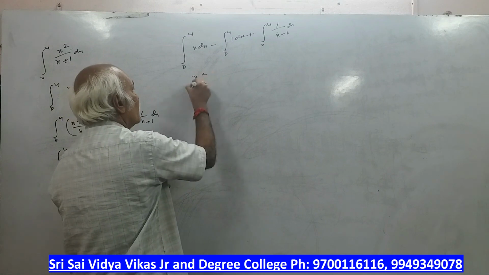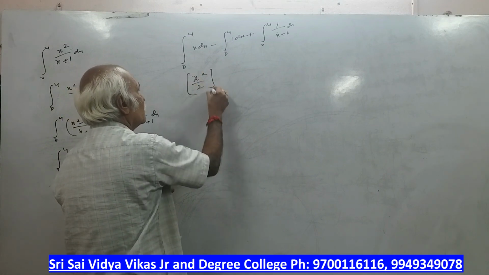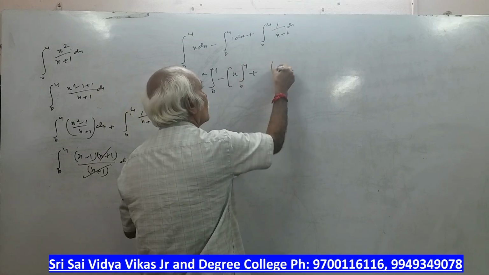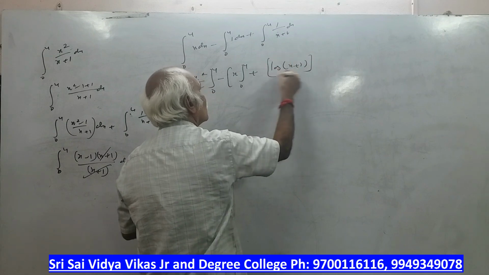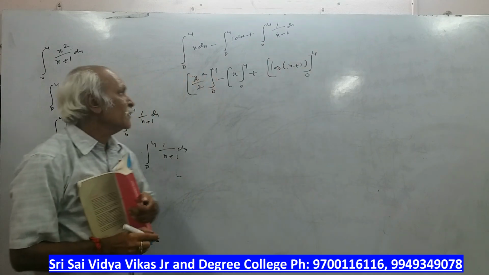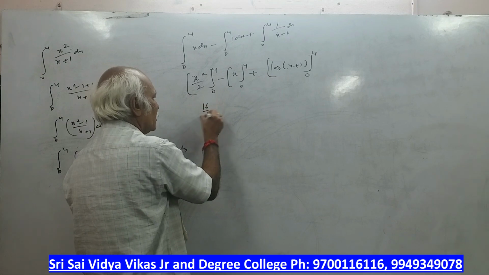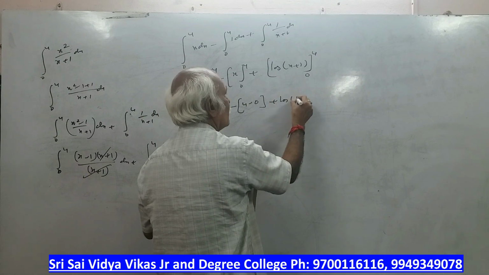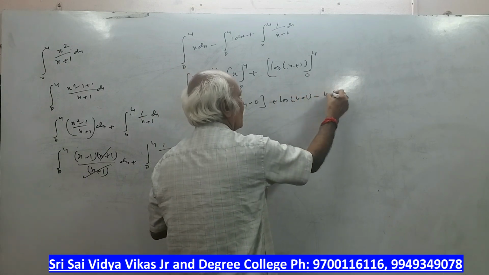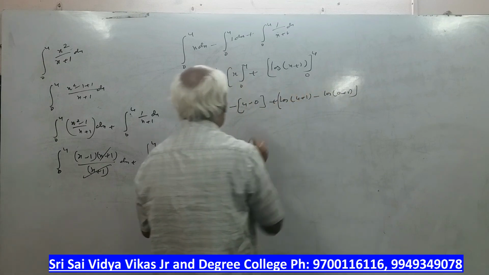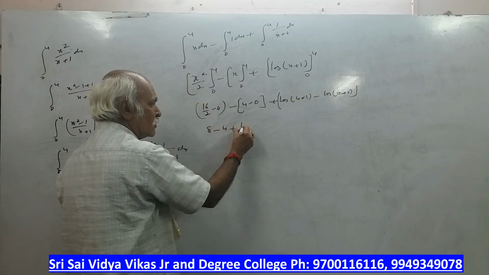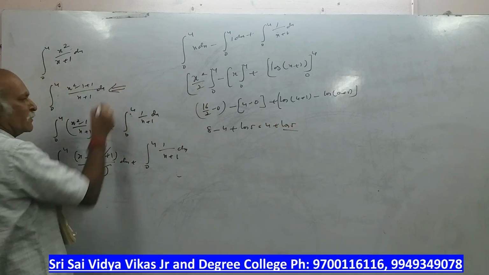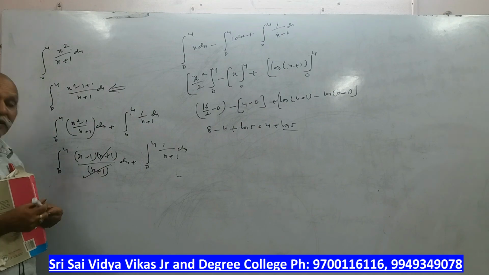This will become x square by 2 0 to 4 minus x 0 to 4 plus log of x plus 1, 0 to 4. Right? So upper limit is 4, 4 square is 16 by 2 minus 0 minus 4 minus 0 plus log of 4 plus 1 minus log of 0 plus 1. Look at here. So 8 minus 4 plus log 5, that is 4 plus log 5. So what I have done? Add and subtract. This is very, very important. Okay. We will continue in the next videos.